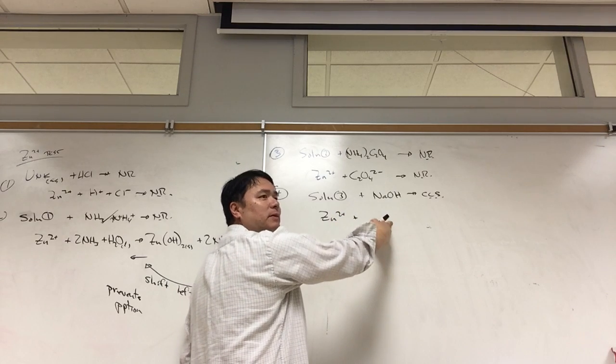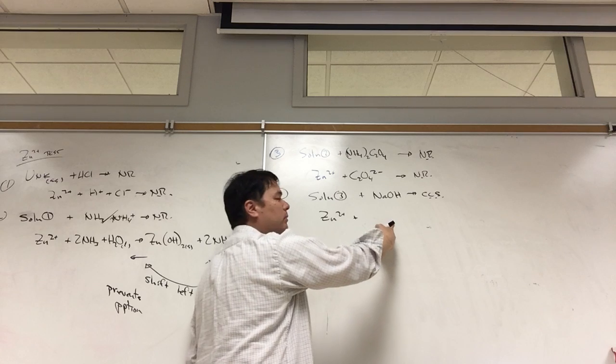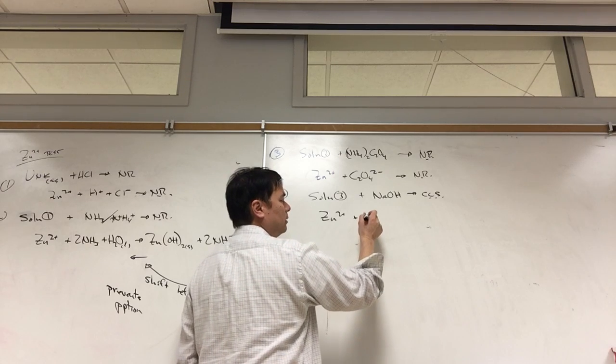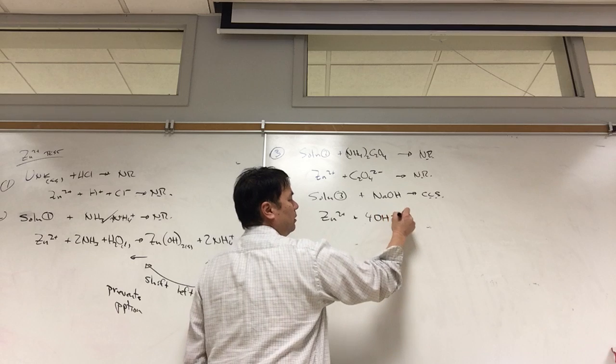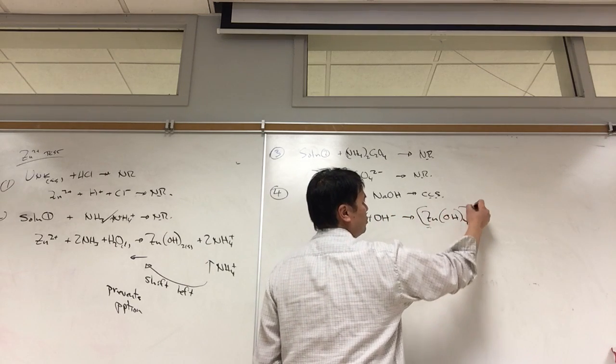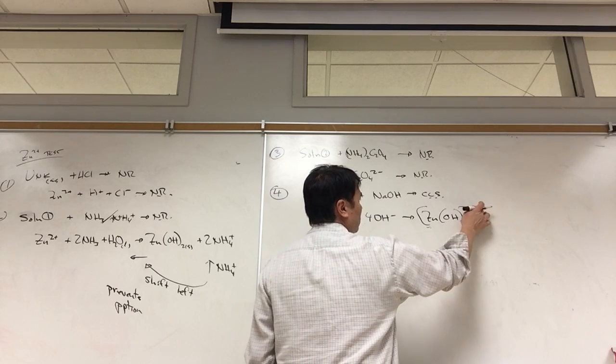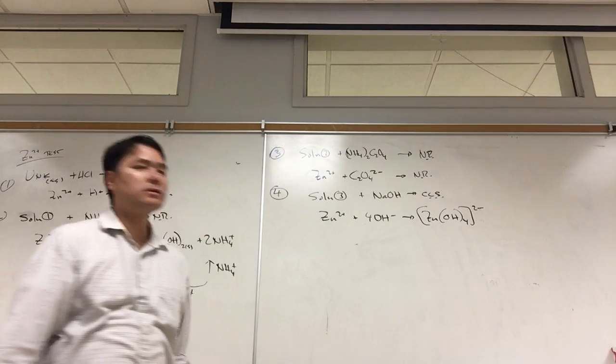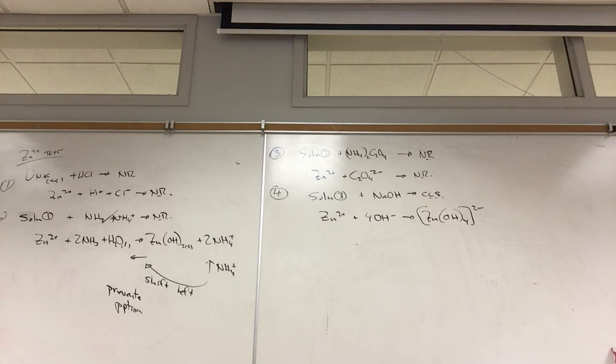Are we going to get zinc hydroxide precipitate? No, we're going to get the tetrahydroxozincate(II) ion. And so we're going to complex it. Why didn't it bind to 6 hydroxyl ligands? Well, that's not what is observed. There's got to be a reason for that, but we don't know yet. We'd have to dig deeper into it.